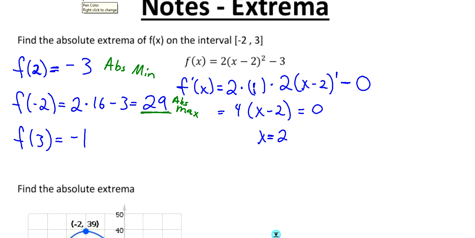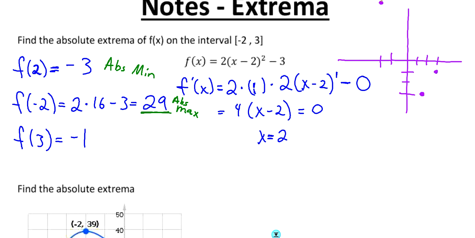And if you looked at the graph of this, at -2, you're up here at 29. At +2, you're at -3. And at 3, you're at -1. So it's basically a quadratic that looks like this. And you can see with graphing it very quickly that this is your absolute max and that's your absolute minimum.